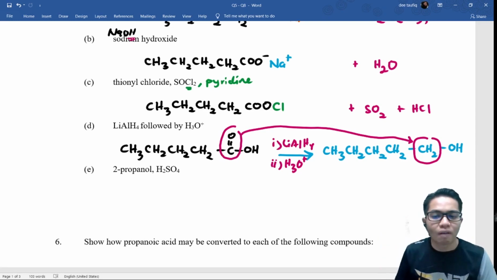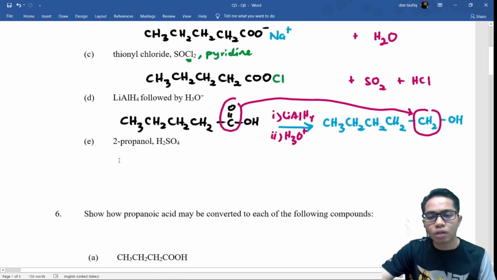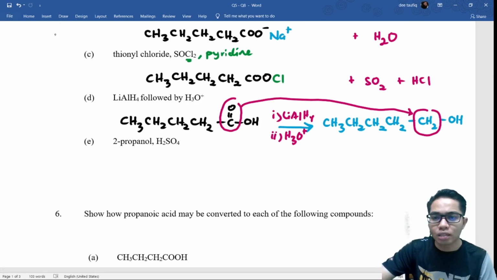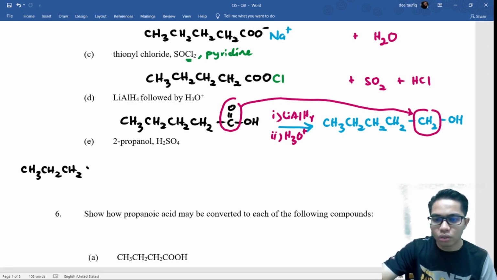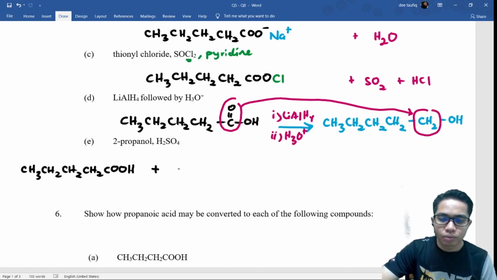The reduction process occurs. Next, we use propanol in the presence of strong acid. So alcohol plus carboxylic acid will produce ester. So our carboxylic acid is CH3, CH2, CH2, CH2, COOH. So this is number 5. Plus with our propanol, green color, OH after alcohol. So CH3. This one also has CH3. So this is 2-propanol. Okay.